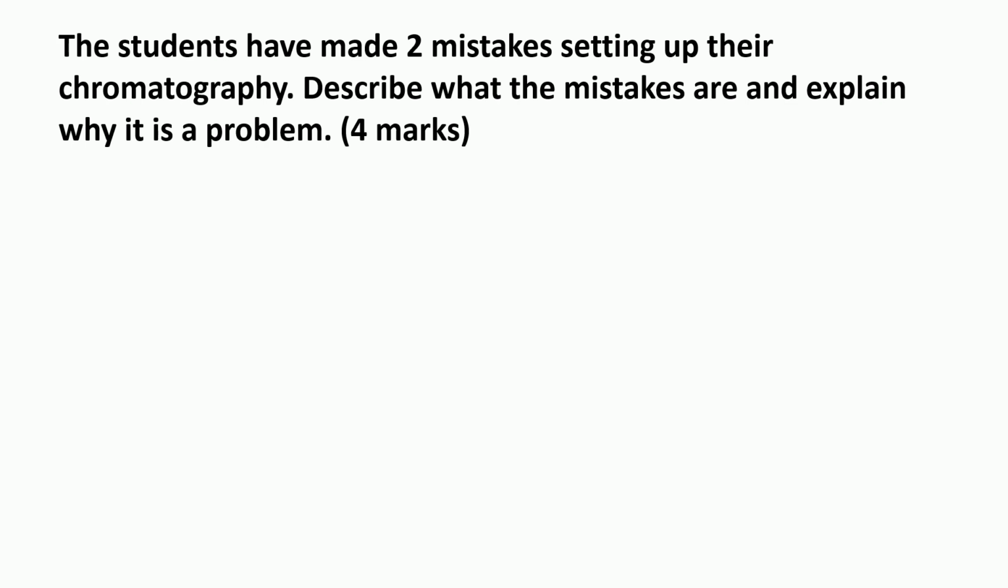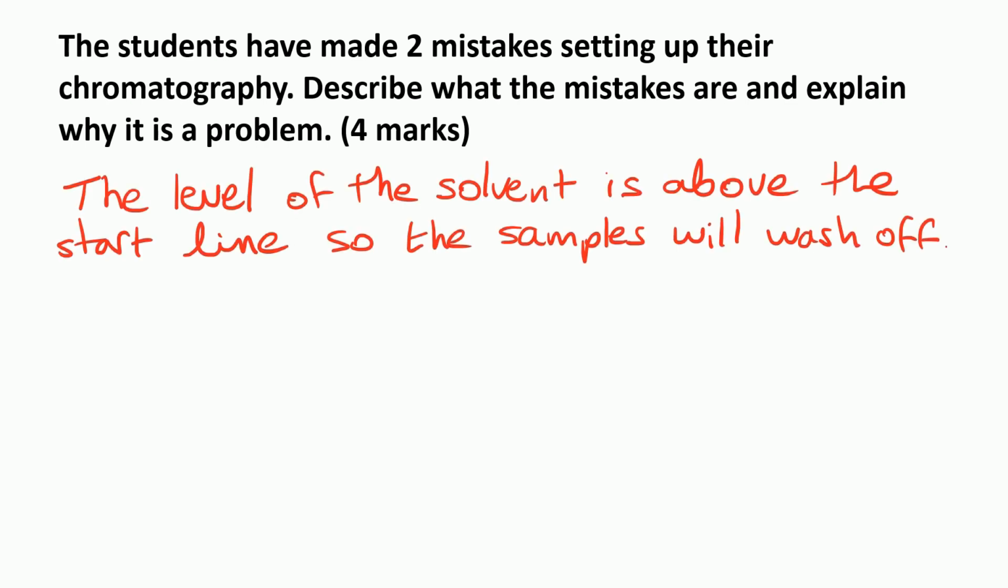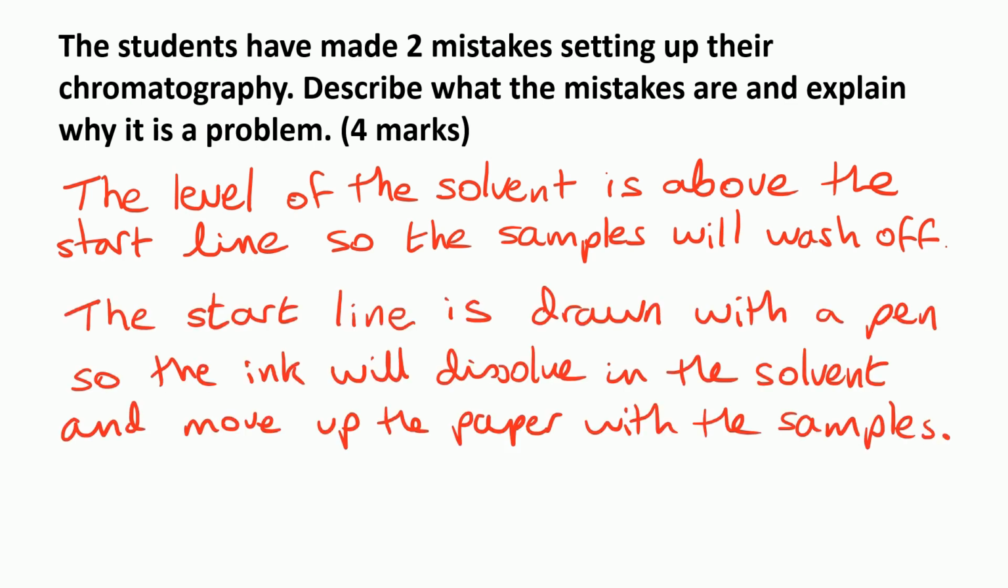The first mistake is that the level of the solvent is above the start line, so that means the samples will wash off straight away. The second mistake is the start line is drawn with a pen, so the ink from the pen will dissolve in the solvent and move up the paper along with the samples.